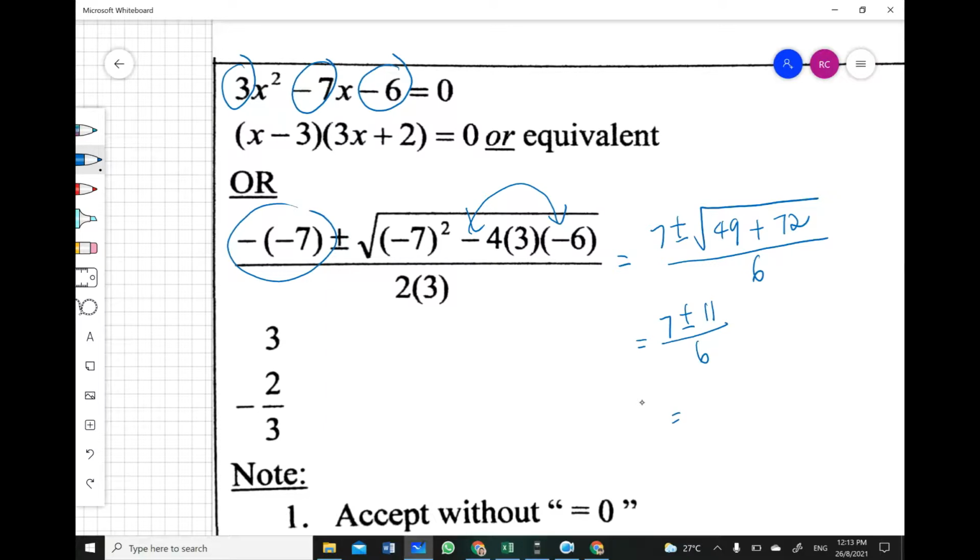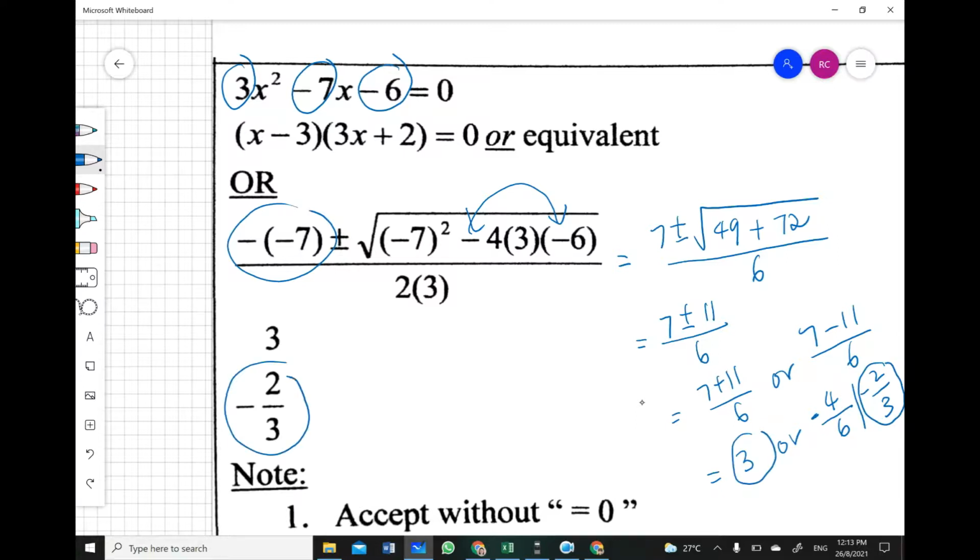Okay, therefore the answer can be 7 plus 11 over 6, or 7 minus 11 over 6. 7 plus 11 is 18. 18 divided by 6 is 3. Or 7 minus 11 is negative 4. Negative 4 over 6, and you simplify it. Negative 2 over 3. Okay, so it is the same. Understand?